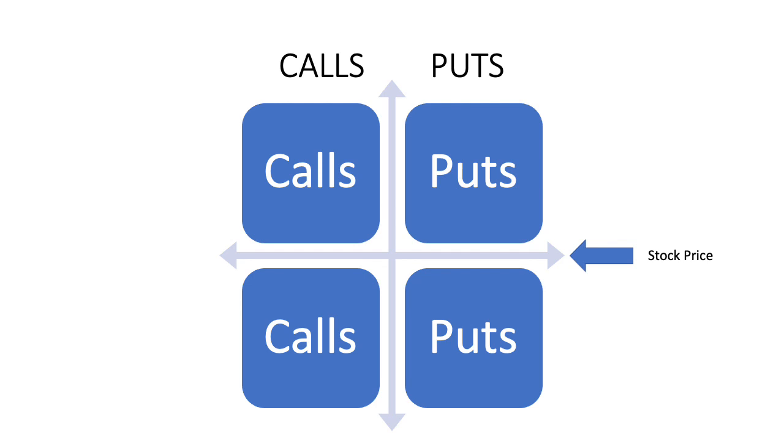Here's a diagram of call options and put options. This arrow represents the stock price at the current time. So if the stock price moves higher, the call prices will increase. Vice versa, if the stock price moves lower, the put prices will go higher.